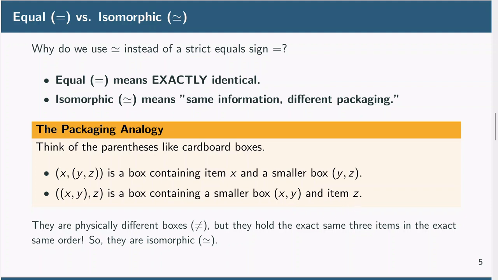These are physically different boxes, so they are not strictly equal. However, if you look inside, they hold the exact same 3 items in the exact same order. Because of this lovely symmetry, we say they are isomorphic.